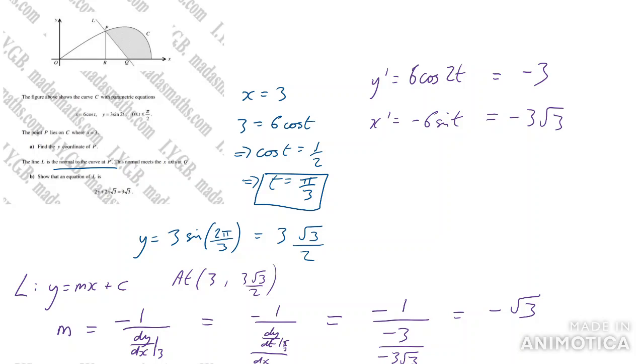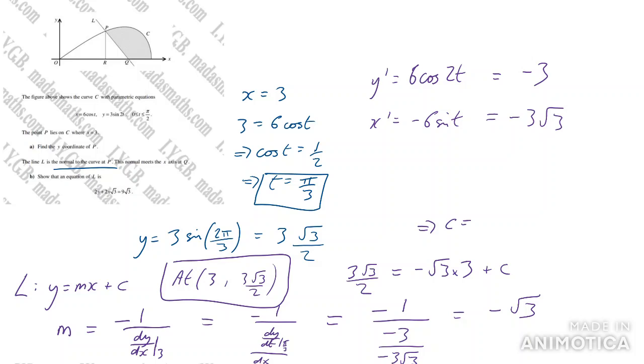Okay, but we also know that the line goes through this point, and so we can say that 3 root 3 over 2 is equal to minus root 3, which is the gradient, times the x value, which is 3, plus c. And so I believe that gives us that c is equal to plus 9 root 3 over 2. Okay.